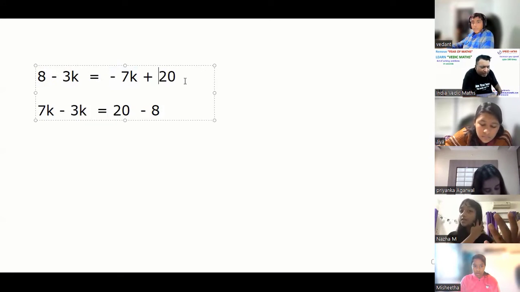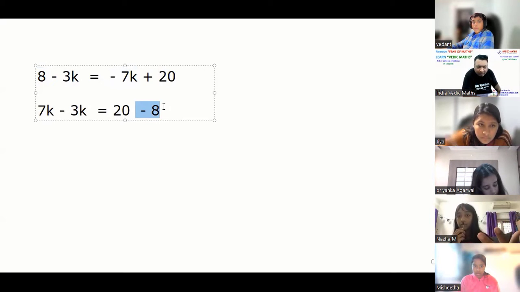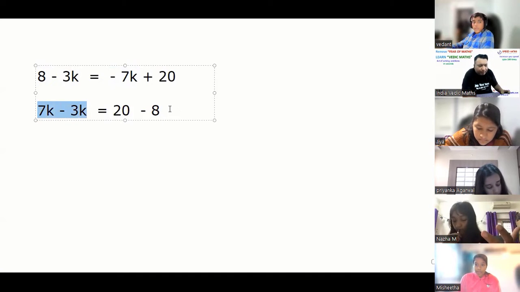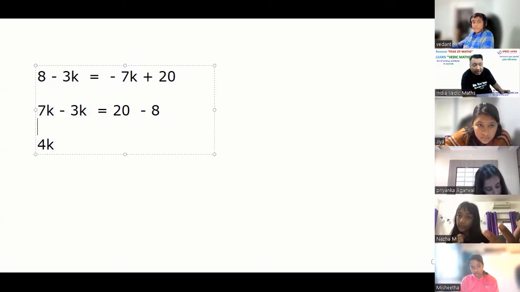So guys, what I did, 8 moved from left to right, correct? And negative 7k moved from right to left. Is everyone good here? Vedant? Now, what is 7k minus 3k? It is 4k. Kanak, that's the point. It is not 10k, it is 4k. It's the negative here.